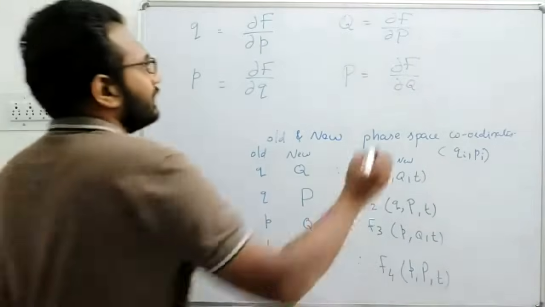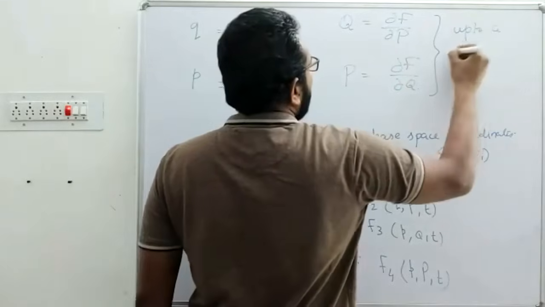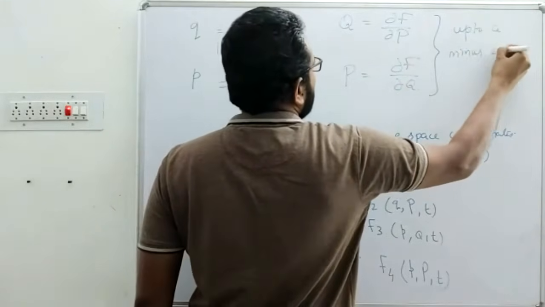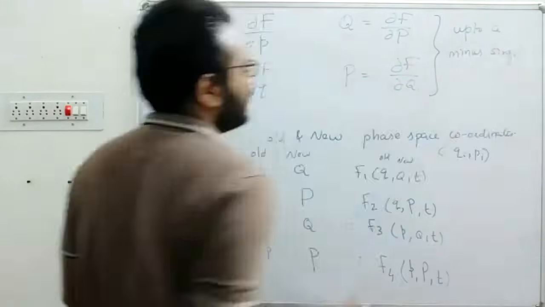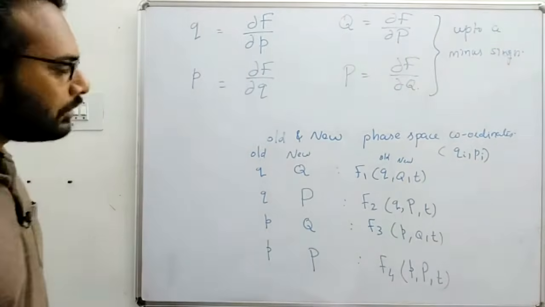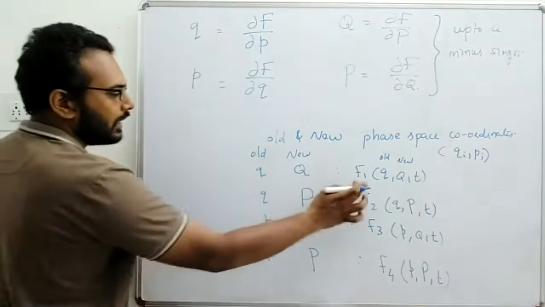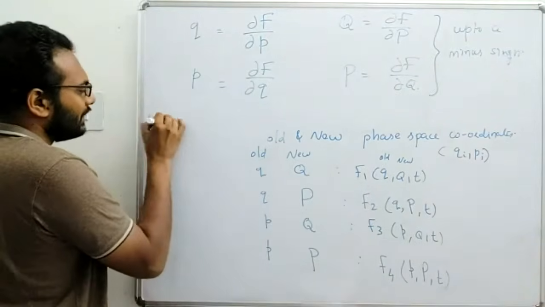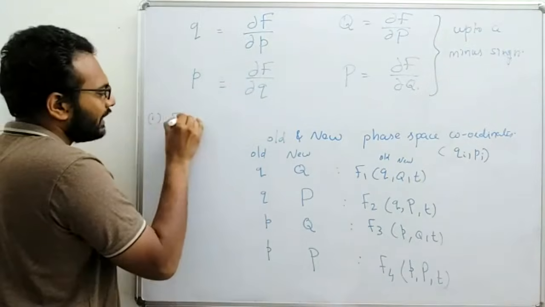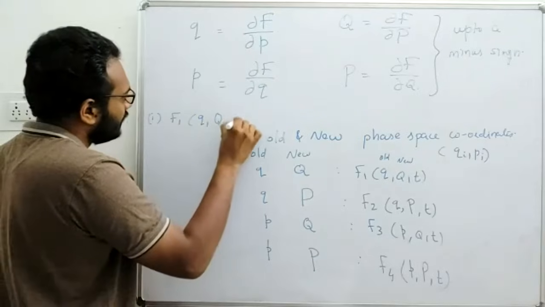So these are up to a minus sign. I'm just giving you an idea to remember this. Now, how do we fix the sign? In order to fix the sign, you take each of these. Let's take the first case. This much we know now. We take F1 of q, capital Q, and t.